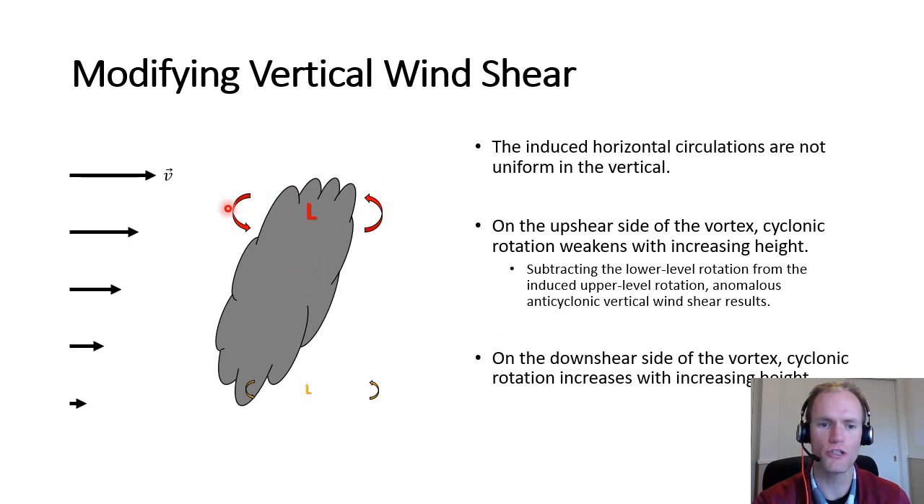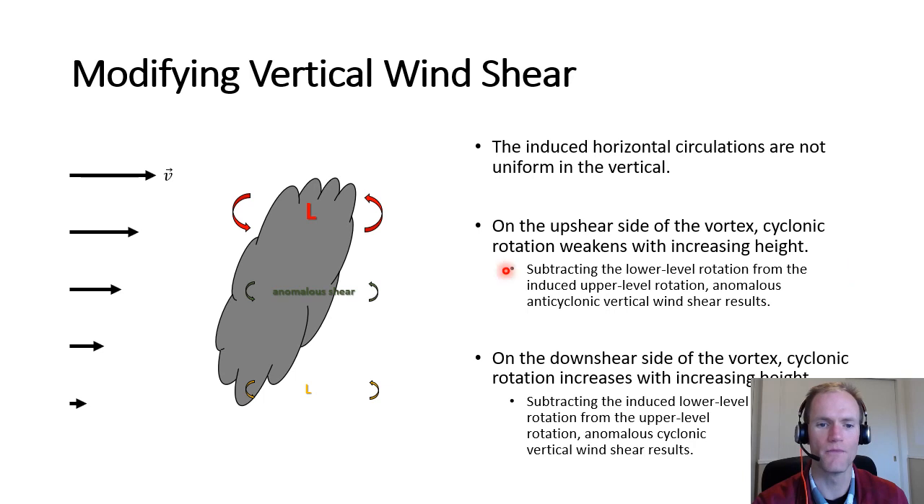So we have our actual circulation here at upper levels, and then we have the weaker induced circulation here at low levels. So if we take upper level minus lower level, we have cyclonic rotation that's increasing with height. So large cyclonic minus weak cyclonic gives us weak cyclonic. And that's ultimately what we depict here, anomalous cyclonic shear. So we have weak shear flow from north to south to the west, south to north to the east.